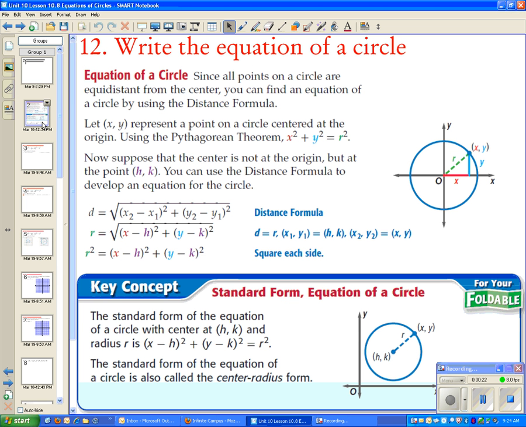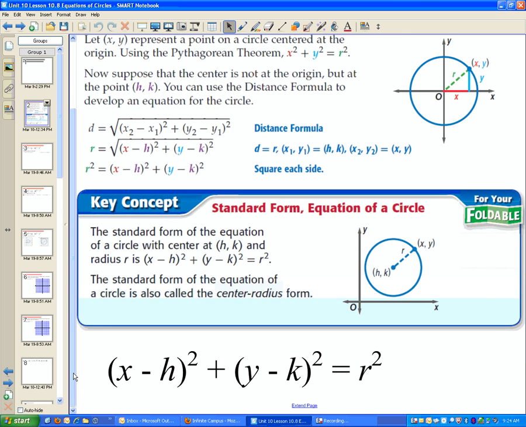Now, since all points on a circle are equidistant from the center, you can find an equation of the circle. And I'm not willing at this point to go into just how we come up with that equation. But I want you to realize what an equation is and does. Okay?